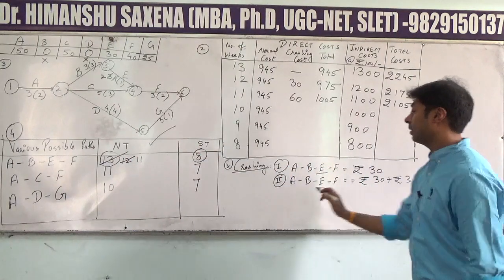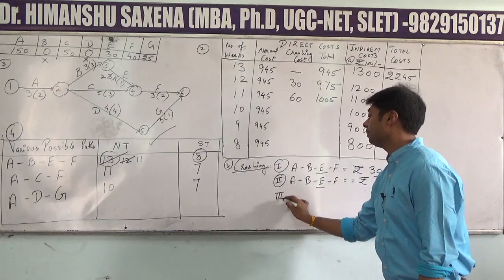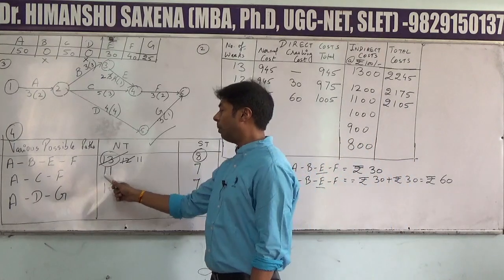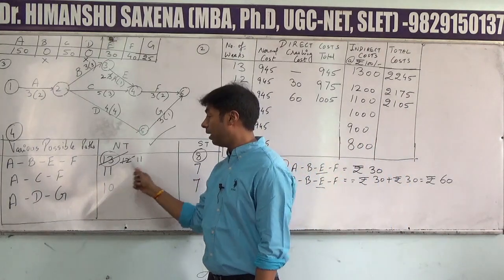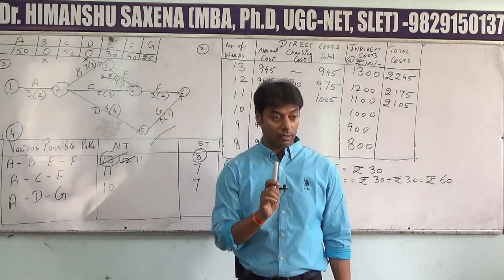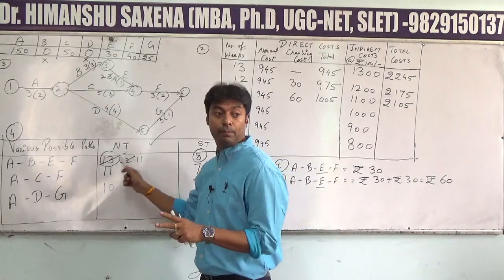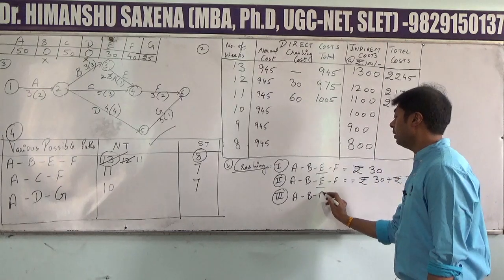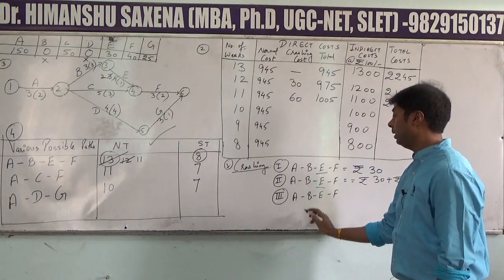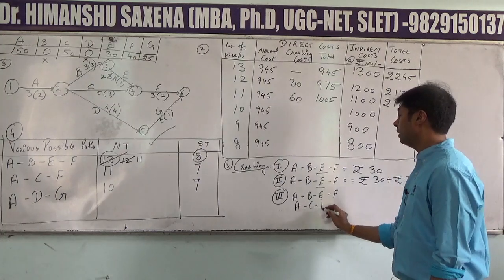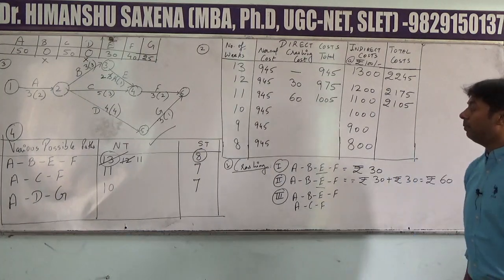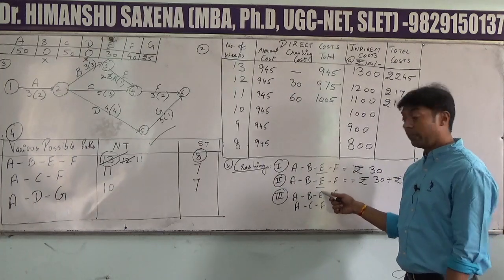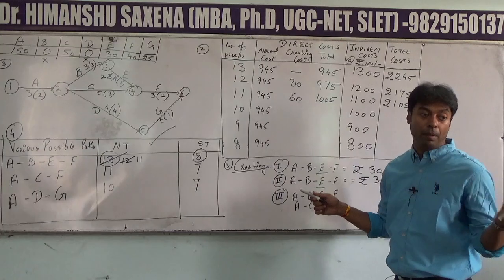Okay. Next, crashing number 3. Third crashing. Now see, both these paths have the same values as far as normal times are concerned. So now we have to select both these paths: Path A, B, E and F, and then A, C and F. Now remember, we cannot select activity B, but we have to select one activity from each path.